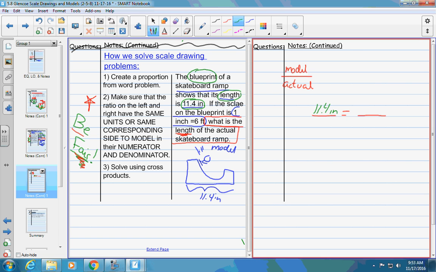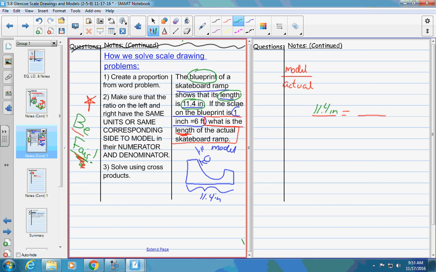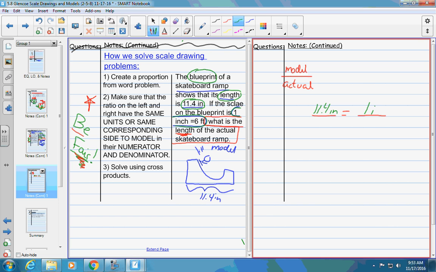Now we have to go look at that conversion part of the problem, this 1" equal to 6 feet. Which one of these numbers represents the blueprint? Yeah, you're right, it's the 1". The 1" is the blueprint. And which number in this conversion represents the actual skateboard ramp? Yeah, it's 6 feet, so we have to put it below there.